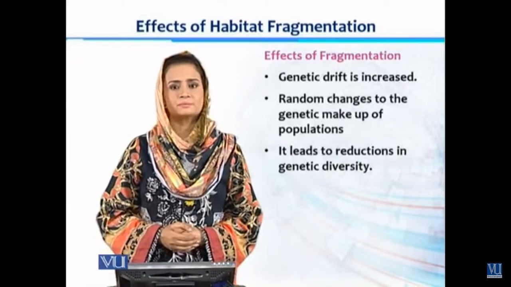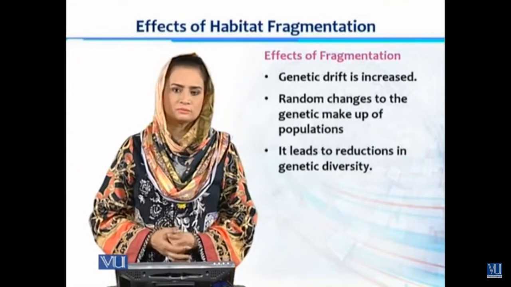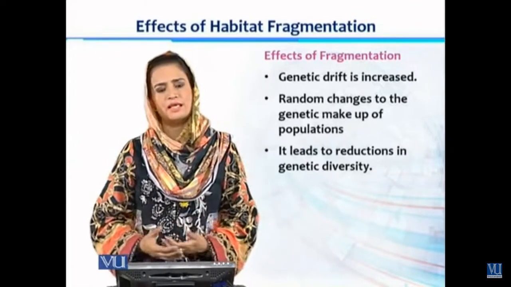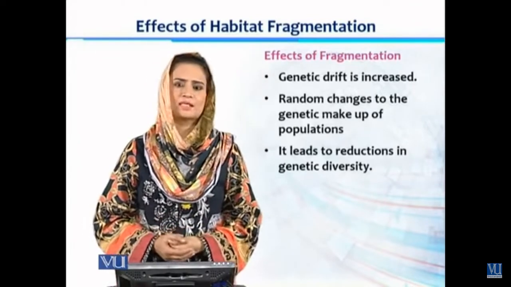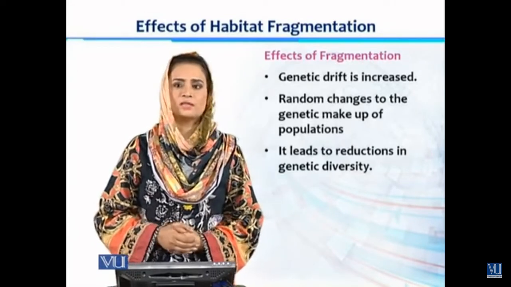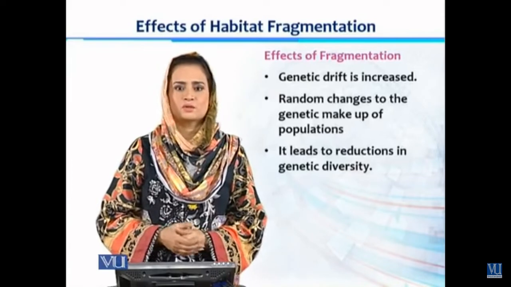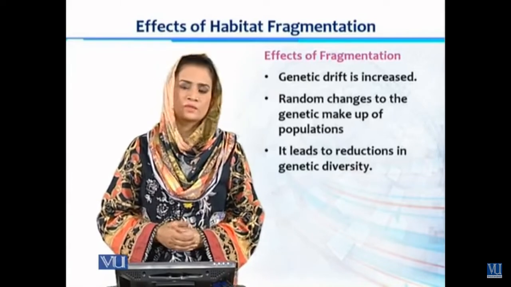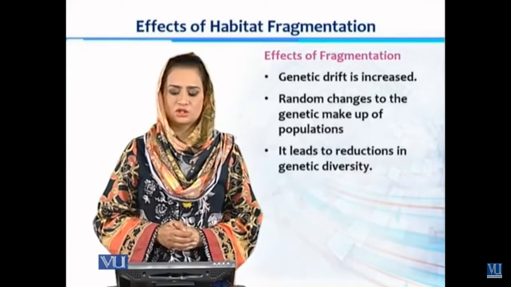Genetic drift is increased as a result of habitat fragmentation. Obviously, because our large habitat is broken up into different fragments, there is genetic drift. These are random changes to the genetic makeup of populations present in that habitat, because now these populations are isolated within their fragments, so the rate of genetic drift is very high, and because of this high genetic drift, there will be a reduction in genetic diversity.